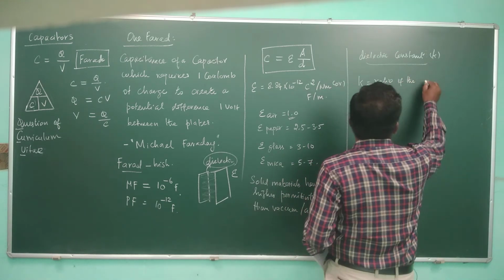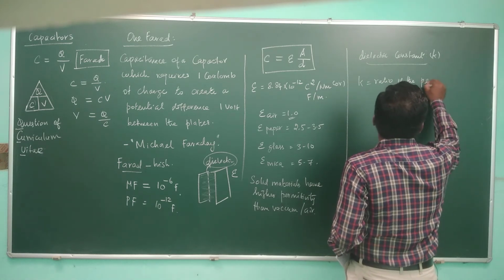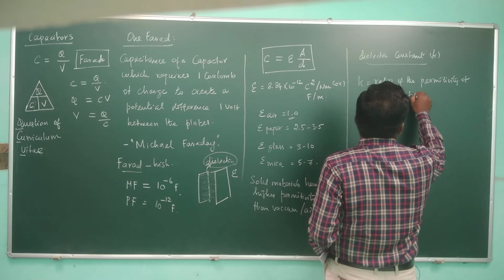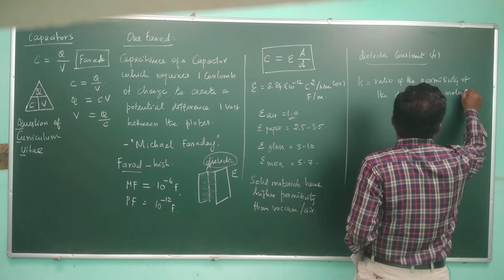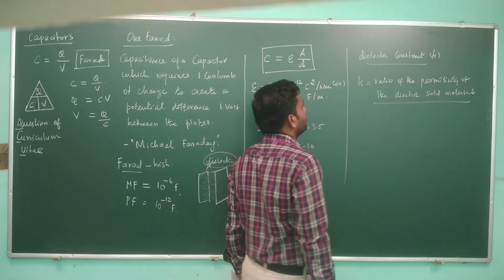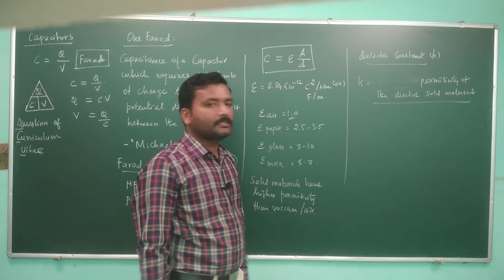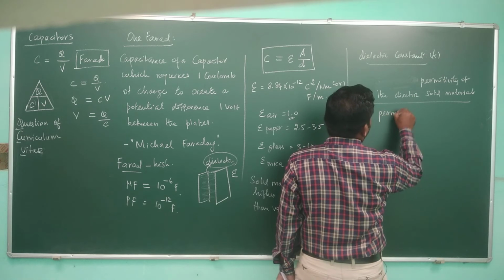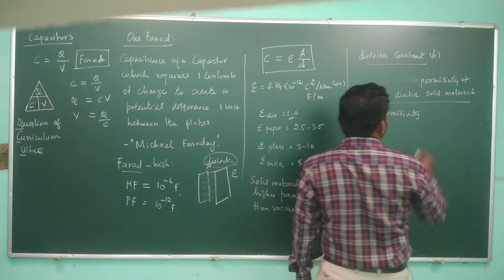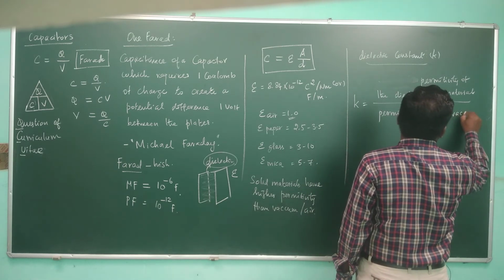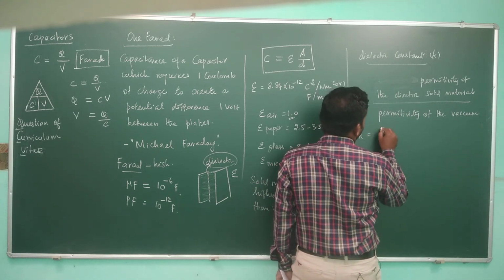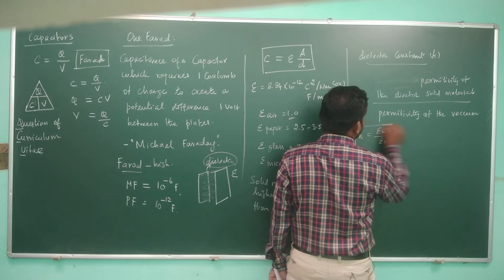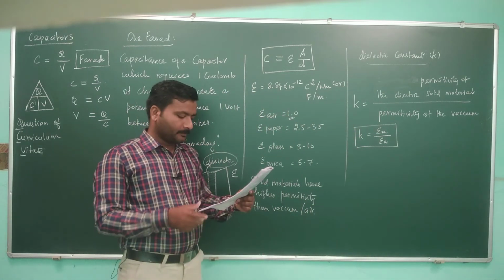So essentially the K is the ratio of the permittivity of the dielectric solid material divided by the permittivity of the vacuum. You can say that K is the ratio between the permittivity of the medium to the permittivity of the air or vacuum. Right? Fine.